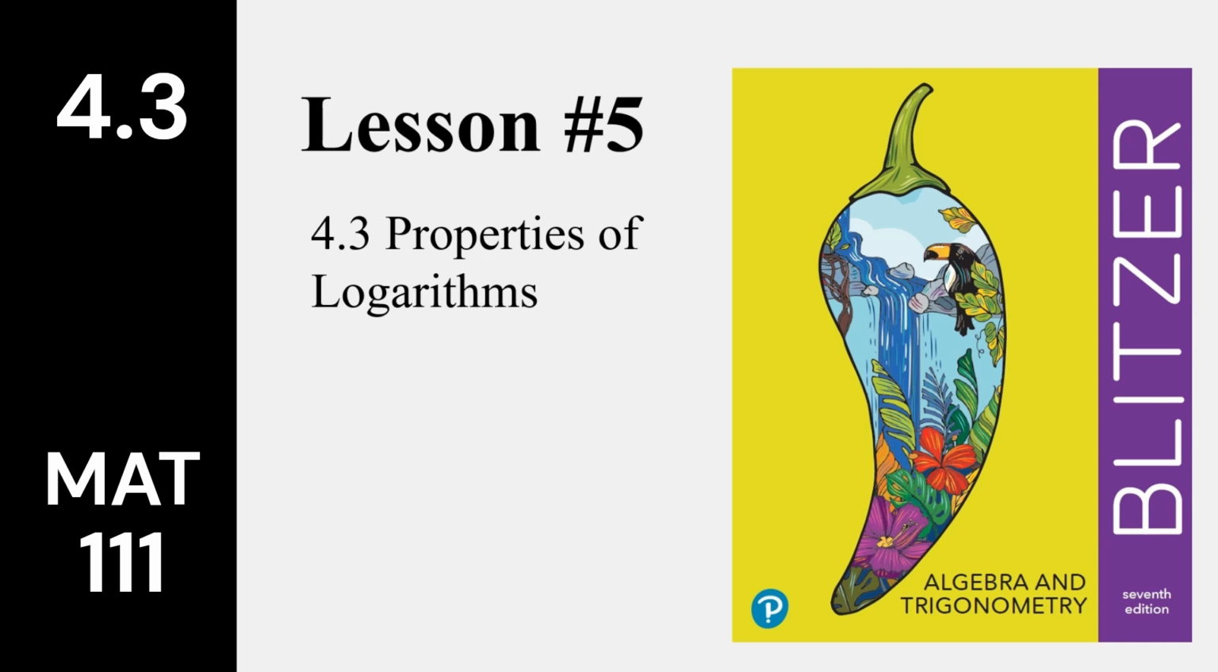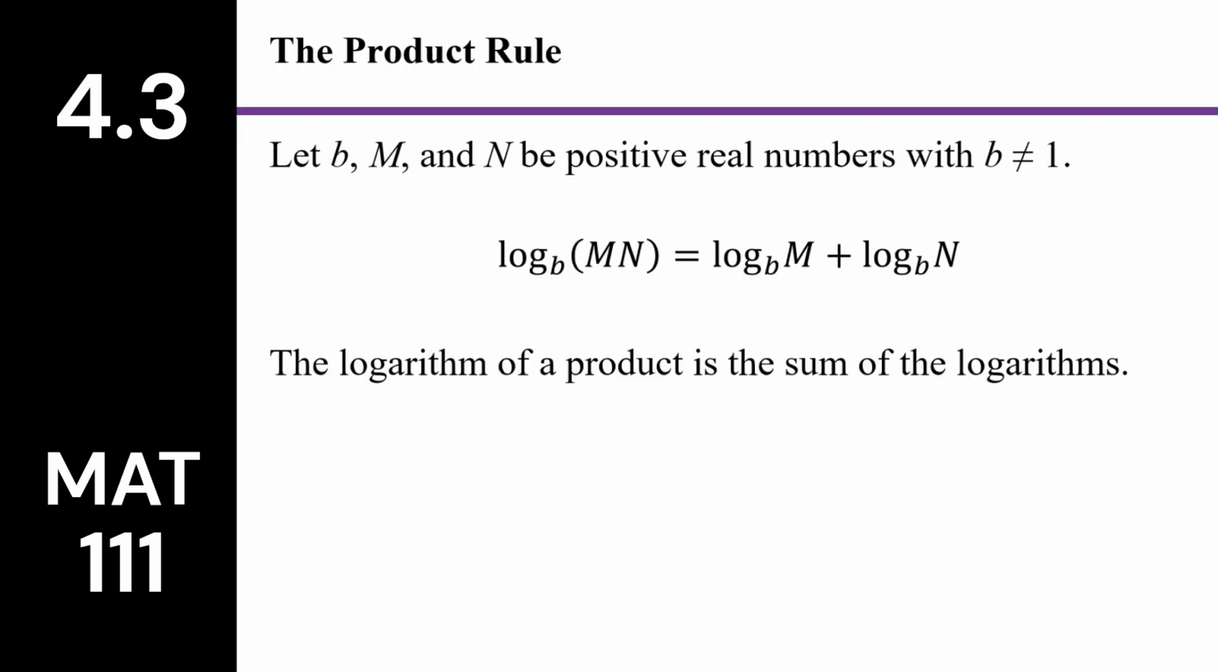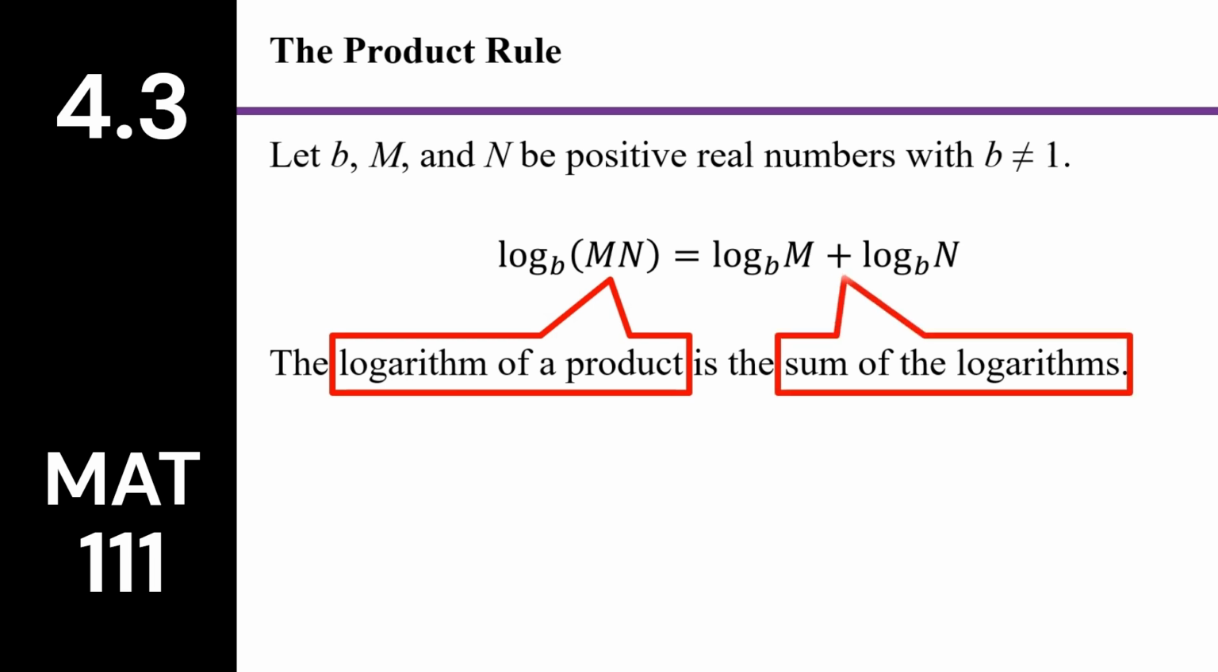Section 4.3, Properties of Logarithms. Let b, m, and n be positive reals with b not equal to 1. Then the logarithm of a product equals the sum of the logarithms.